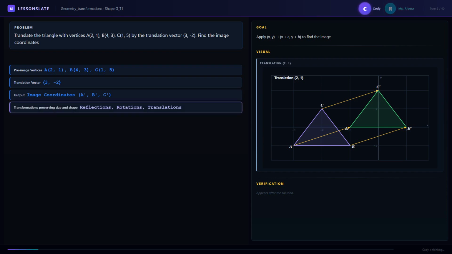I think those are like reflections, rotations, and translations. The ones that keep the shape the same. Is that what you mean, Ms. Rivera? I'm curious if there's a specific name for that group.